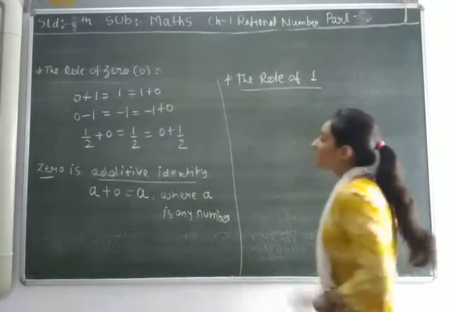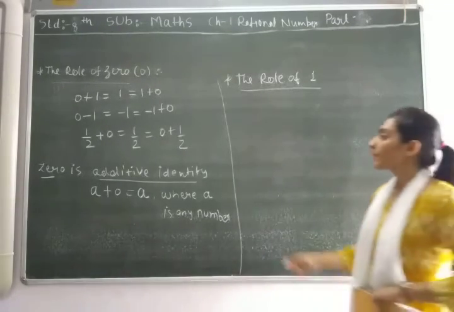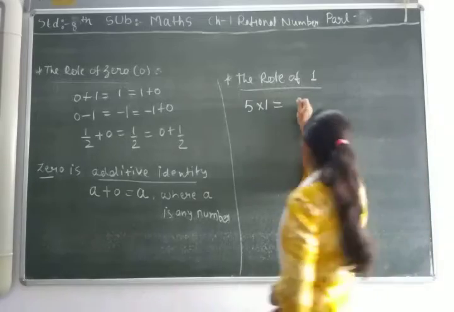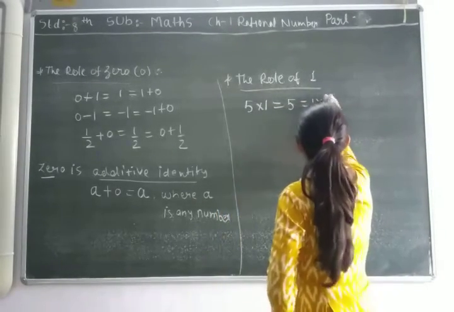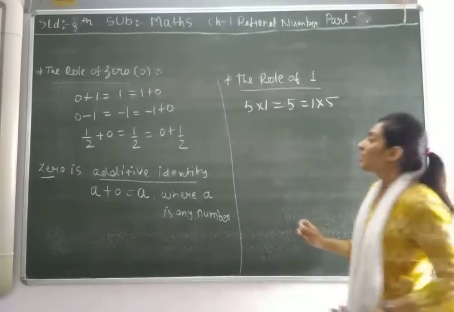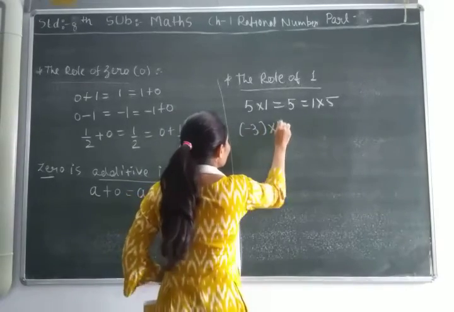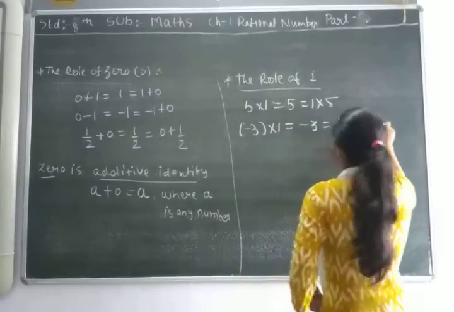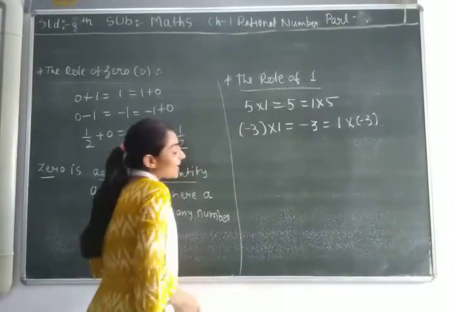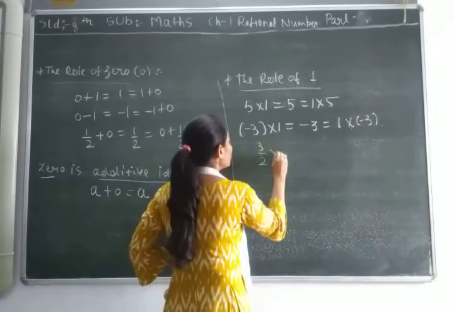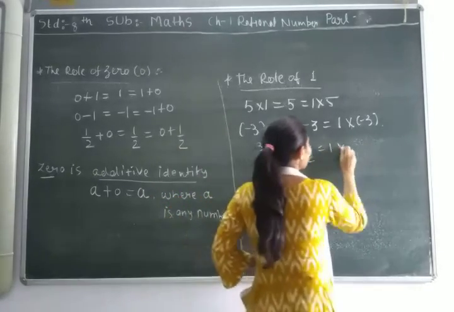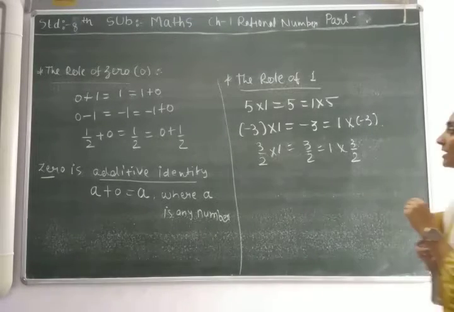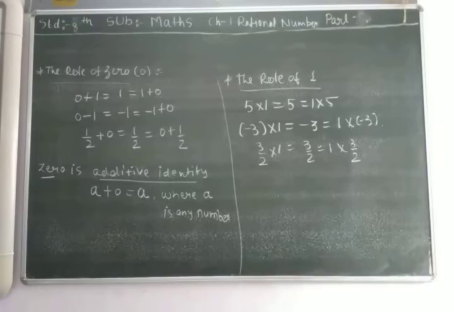Similarly, when you multiply, say, 5 into 1, what will I get over here is 5 only. When 1 is multiplied with any digit, I am getting that number only. If 1 is multiplied with any negative number, again I get that number only. If 1 is multiplied with any rational number, say 3/2, I get that rational number only. So what do you understand from this? Whenever I multiply 1 with any number, I get that number only.